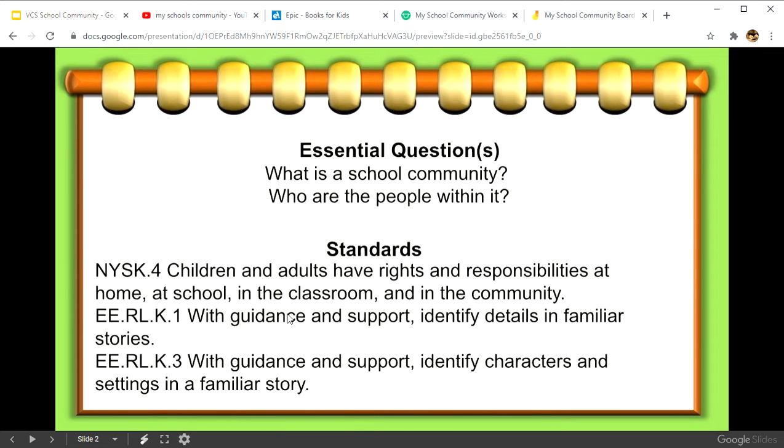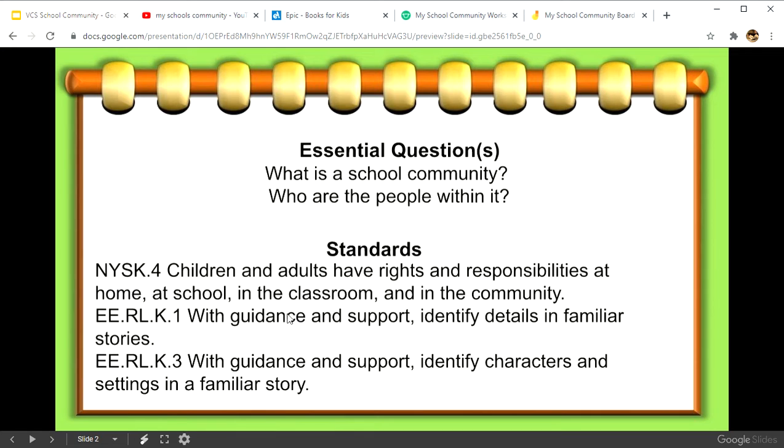Children and adults have rights and responsibilities at home, at school, in the classroom, and in the community. Some essential elements. K1, with guidance and support, identify details in a familiar story. K3, with guidance and support, identify characters and settings in a familiar story.